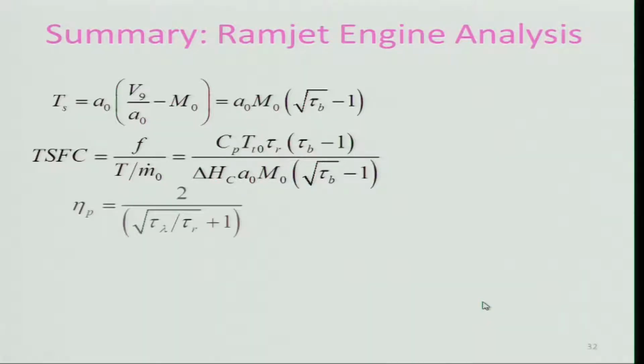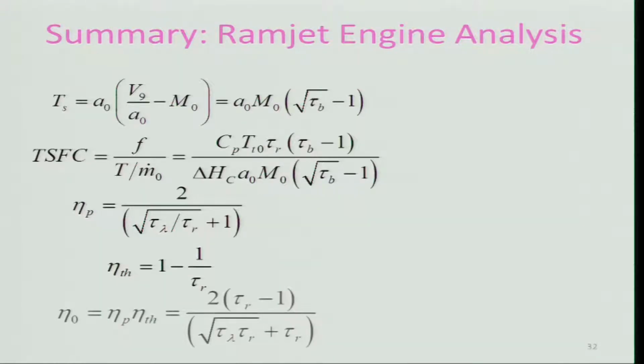And we have looked at propulsive efficiency, and here we are using another parameter, that is tau lambda, right? And apart from tau R, the thermal efficiency really doesn't depend on tau B. When I say tau lambda, tau B is inside it. The propulsive efficiency, and the overall efficiency is nothing but the multiplication of propulsive efficiency and thermal efficiency.